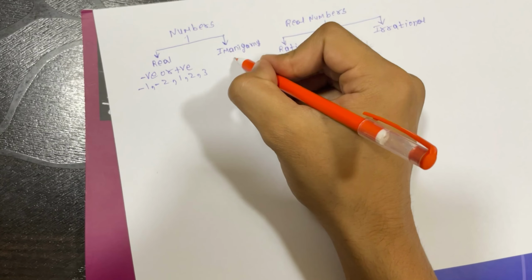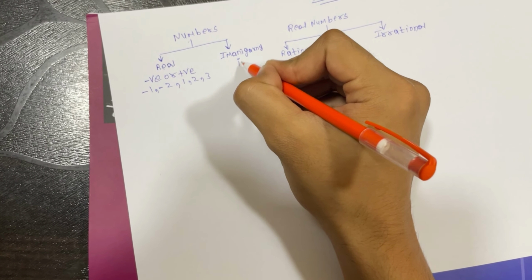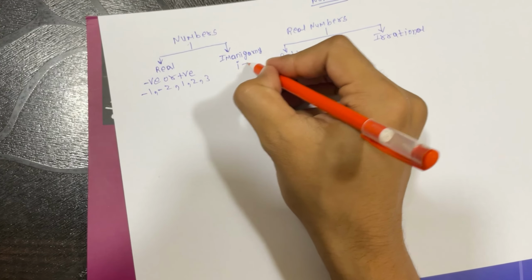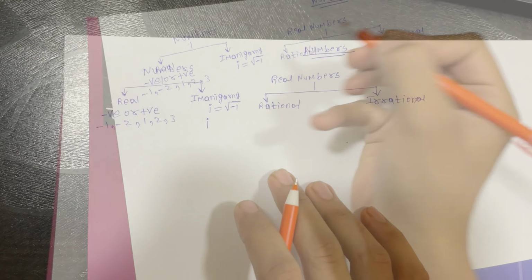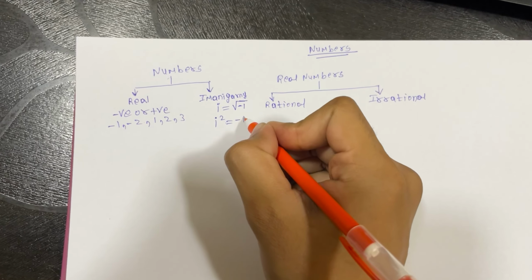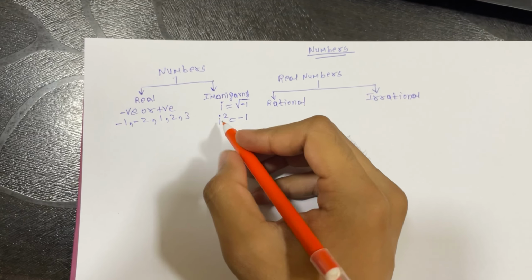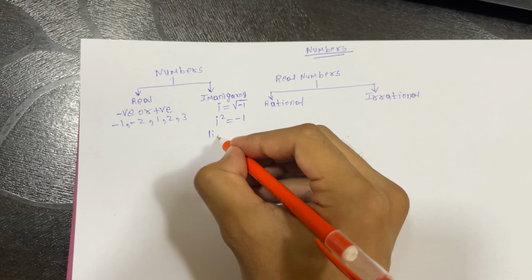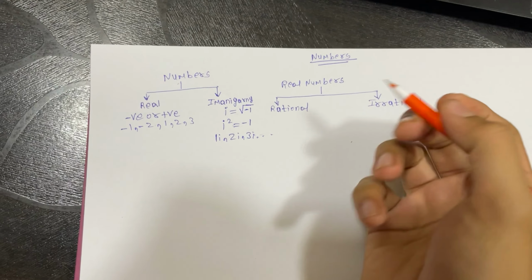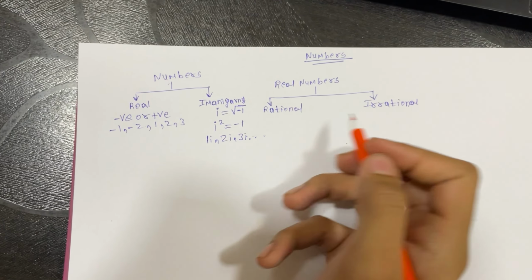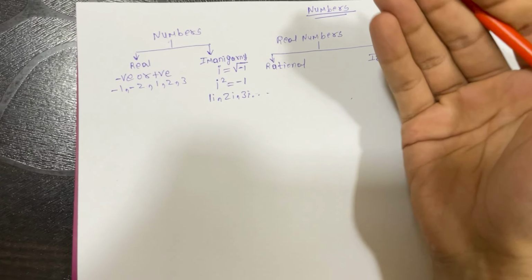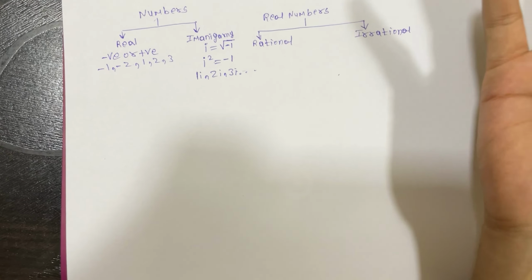We denote imaginary number by i, and this symbol is known as iota, and the value of iota is root of -1. So i square will be -1. Imaginary numbers are written like 1i, 2i, 3i and so on. We don't use this in real life. It is used in solving purposes only, or just an imagination.